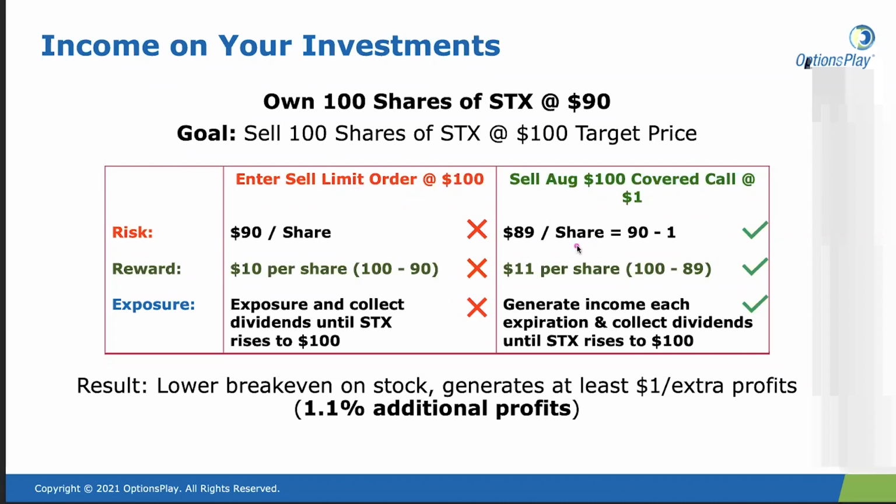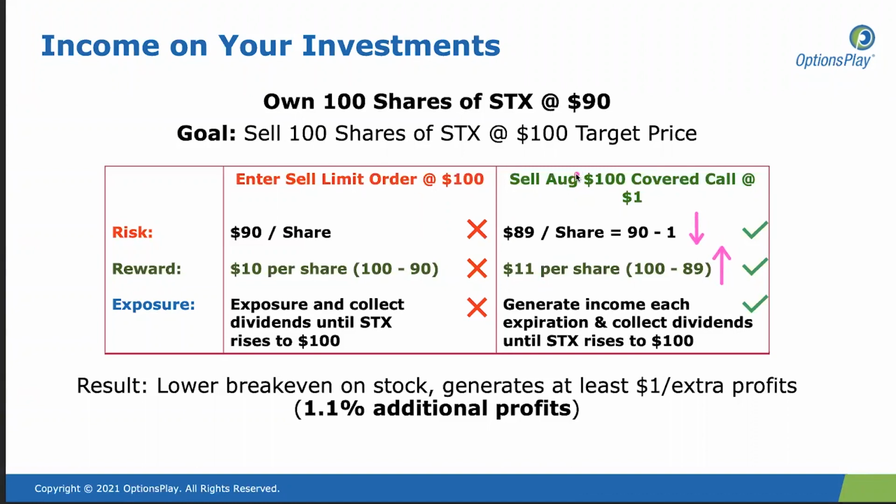Now, the end result here is that once I sell a covered call, because I collect $1 on that call option, my risk is now reduced from $90 a share to $89 a share. Because my cost basis is $90, and I'm now taking in $1 in premium, my risk is reduced to $89 a share. On the flip side, my reward is increased, because now the differential between the price that I sell it for and my cost basis is $11. So what happens is my risk is reduced and my potential reward is increased.